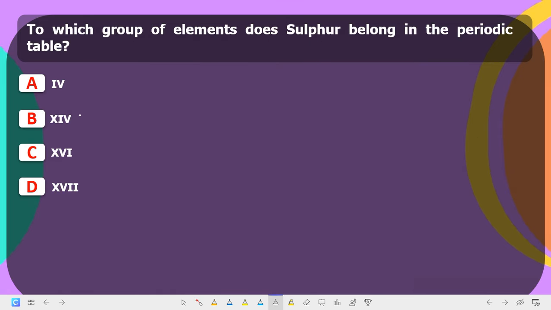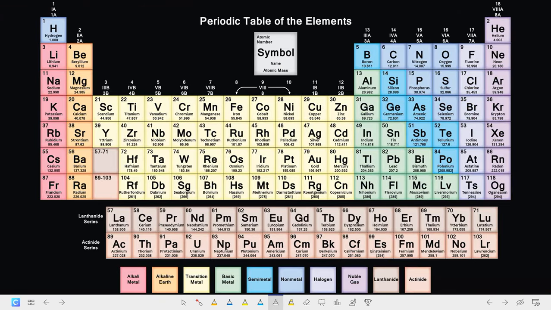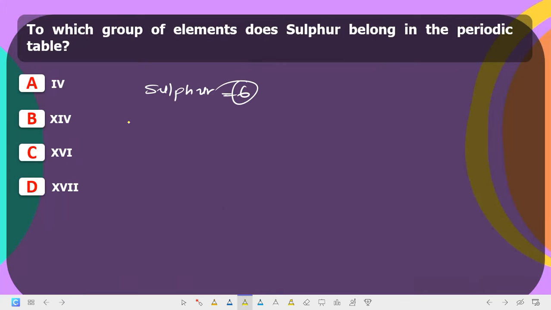Now let's look at the next. To which group of element does sulfur belong in the periodic table? Now, sulfur is in group 6. Let's confirm it. Here is sulfur. This sulfur here is a group 6A element. Group 6A. Is that understood? Look at it here. So sulfur is in group 6. To which group does sulfur belong? The correct answer is group 6.